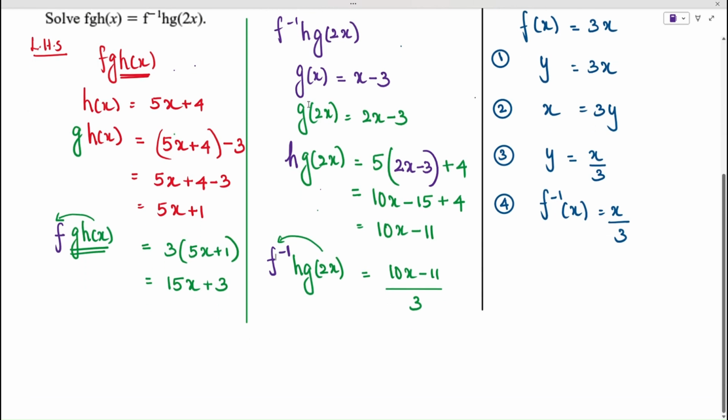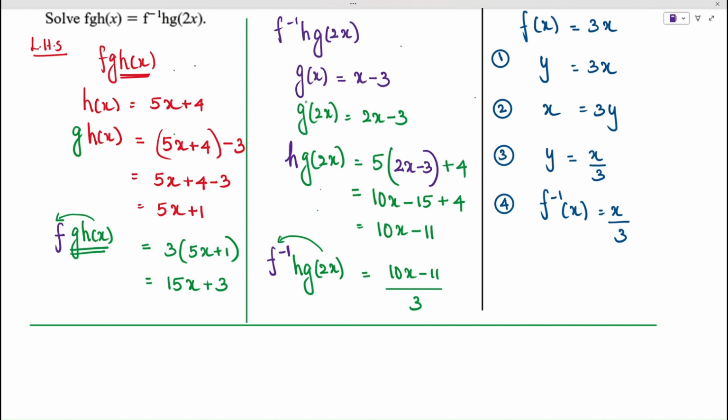Now we have our two sides of our equation. We have our left-hand side and we have our right-hand side. In the original question, it says solve f of g of h of x is equal to f inverse of h of g of 2x. So now we have to equate our left-hand side and our right-hand side.